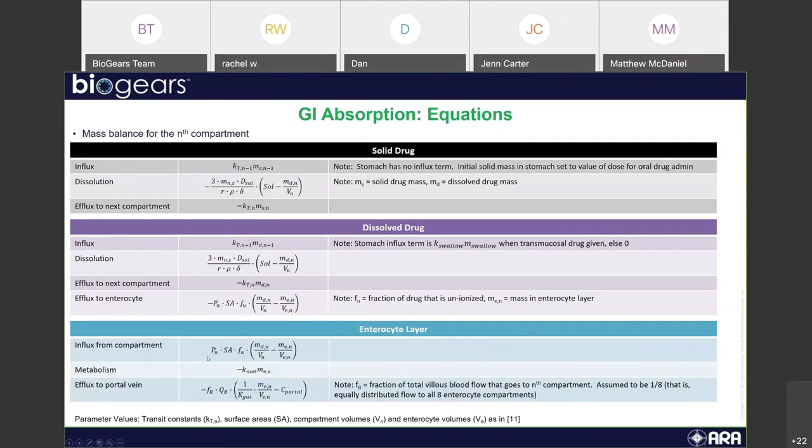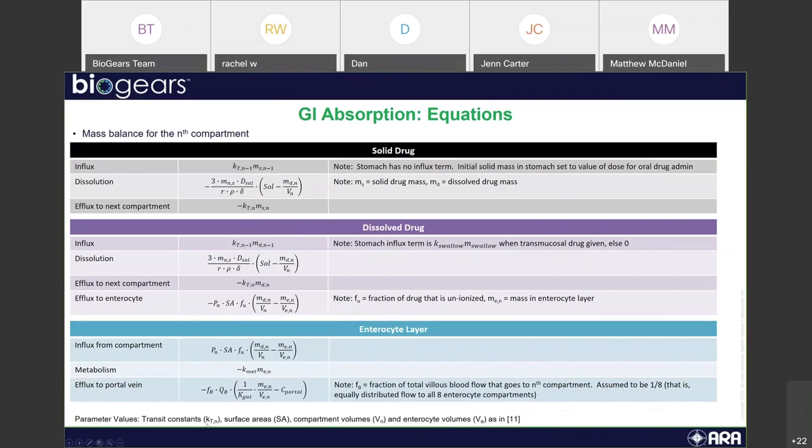In the enterocyte layer, again, your influx is this permeation term. Some drug is metabolized. This is a tune parameter depending on the drug, so we just change that value to help us get a good fit, basically. And then there finally is efflux to the portal vein. In this case, this fraction of blood, since there are 8 different enterocyte compartments, we just assume that each of those compartments receives 1/8 of the blood flow in the portal vein. So we assume that it's all distributed equally throughout the system.